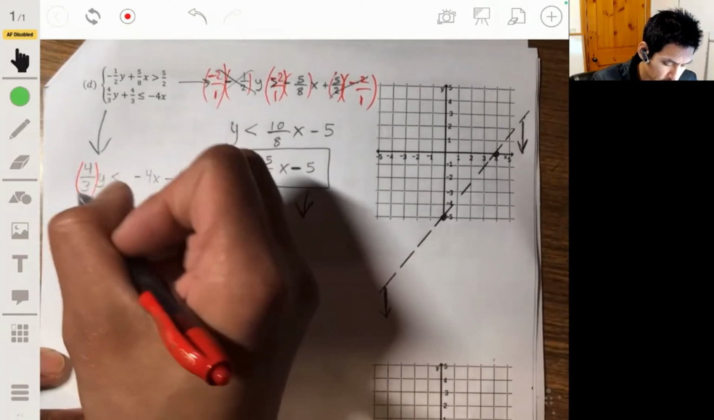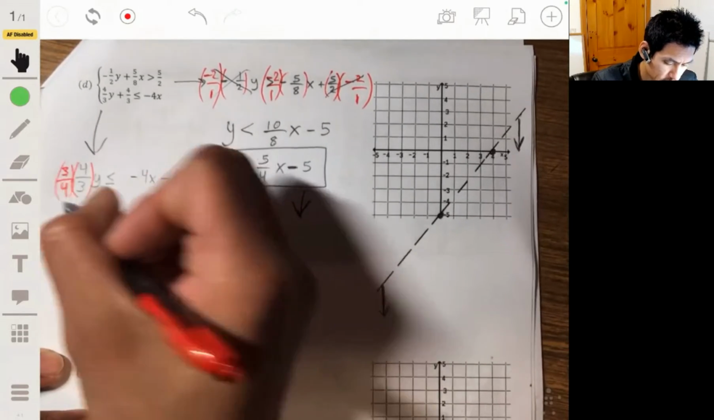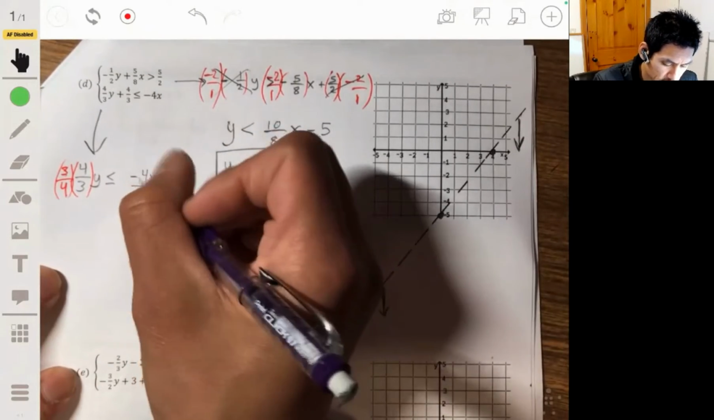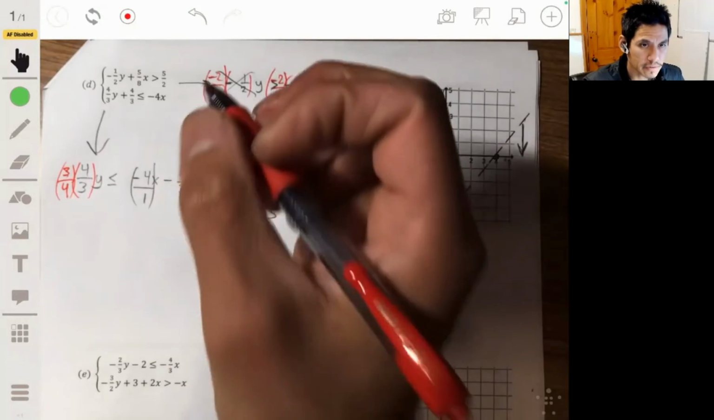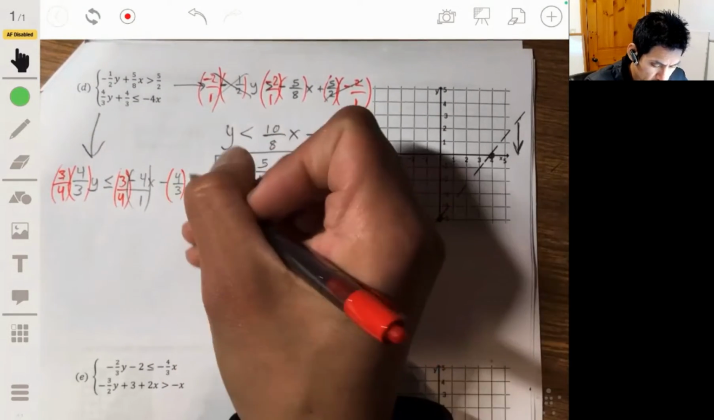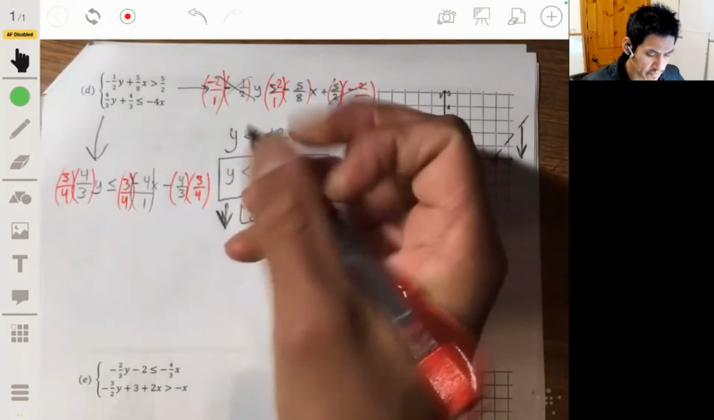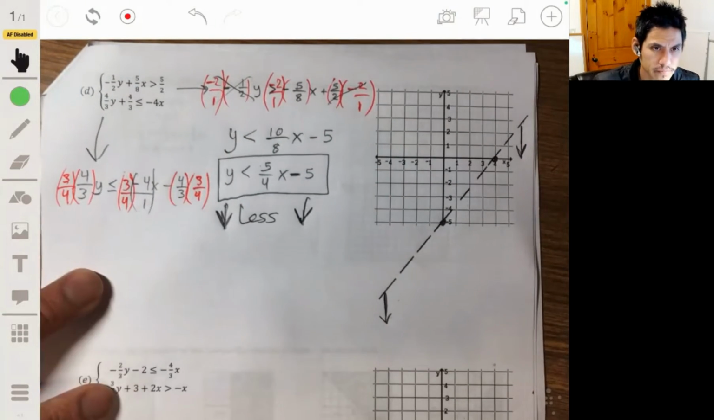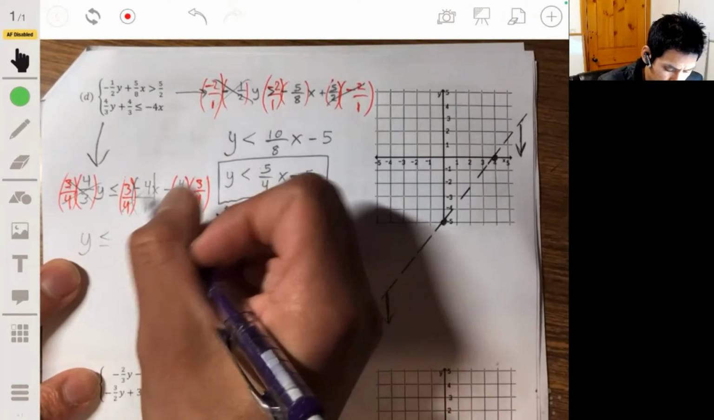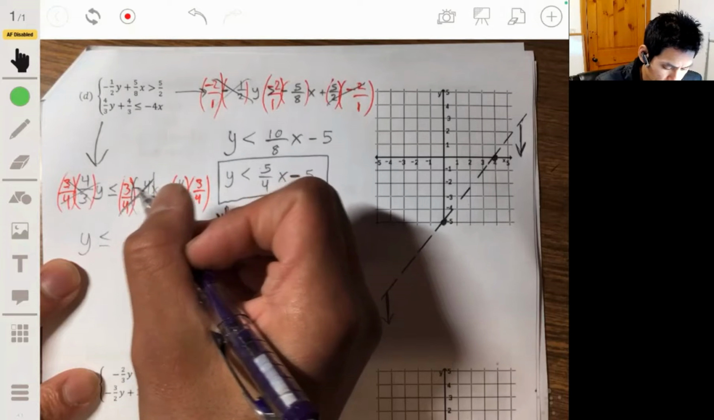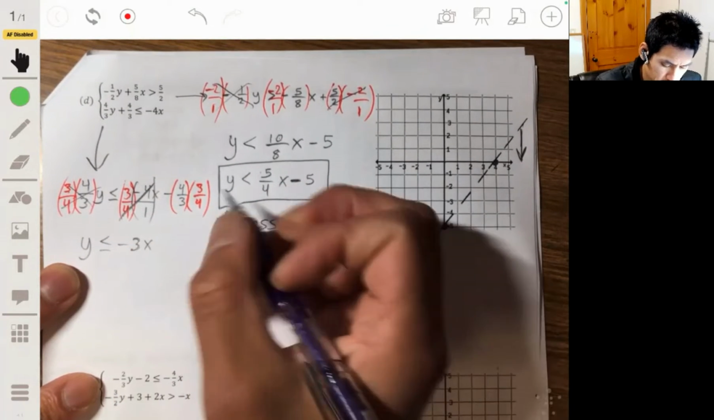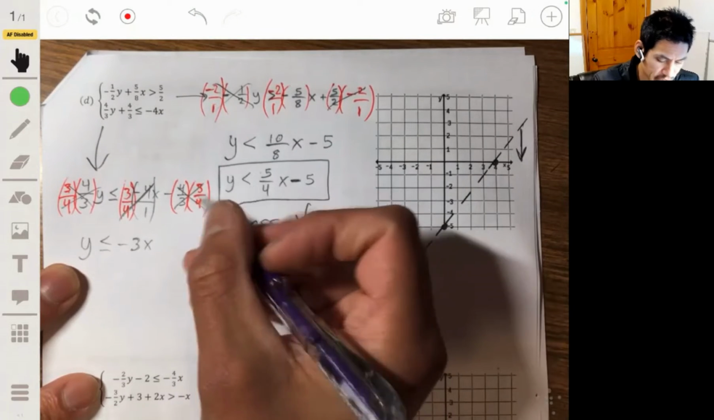Multiply everything by 3/4 to cancel out the 4/3. Remember, -4 is the same as -4/1. So that times 3/4 as well. And this times 3/4 as well. These cancel. I get y is less than or equal to. This keeps it negative. These 4's cancel. I get -3x. And these both cancel, but this doesn't go away.